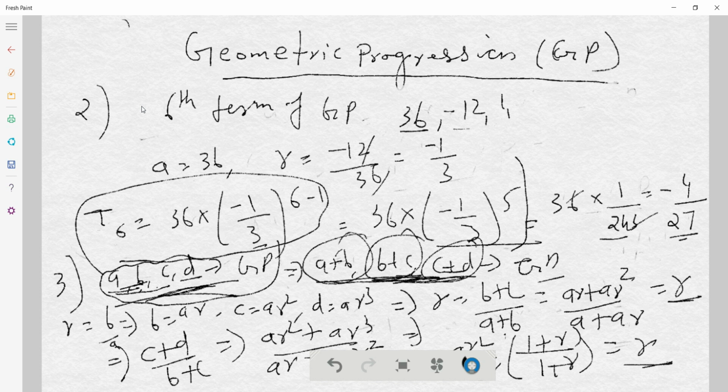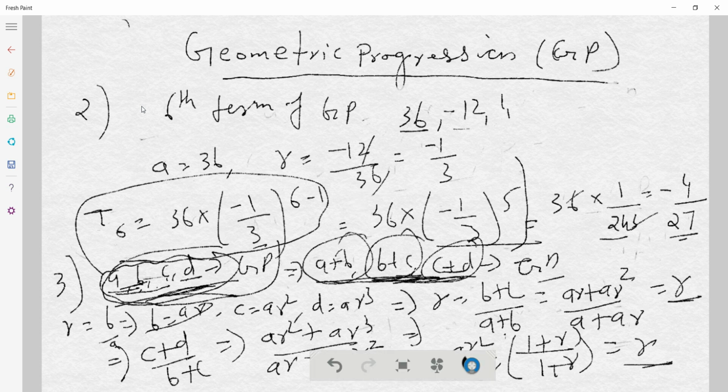So let me explain to you again. What we've done: we got a series here, a, b, c, d, and we've been told that this is a GP. And now we got a plus b, b plus c, c plus d. We have to prove that these are a GP. The best way to prove it is, first, we work out the value of r. So r equals b divided by a, which means we can also say b equals a times r.